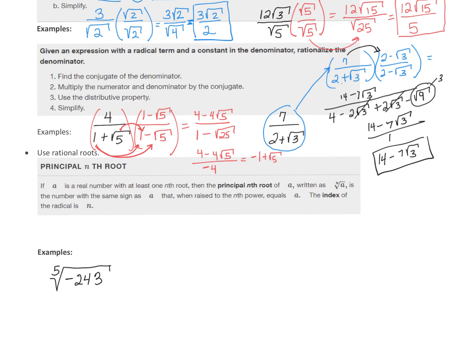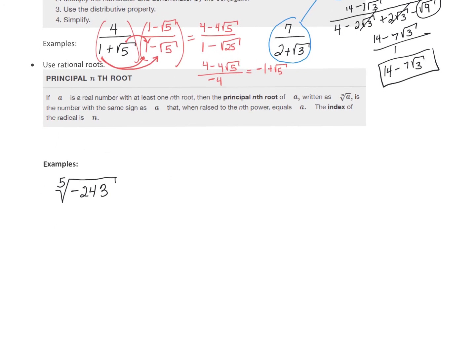Okay, now I briefly talked about this next example, the principal nth root. So when you have an nth root, in other words, you have this little index here, then you're not taking a square root. You might be taking a third root or a fifth root or whatever. So for example, the fifth root of negative 243 means, what do I have to multiply by itself 5 times to get negative 243?